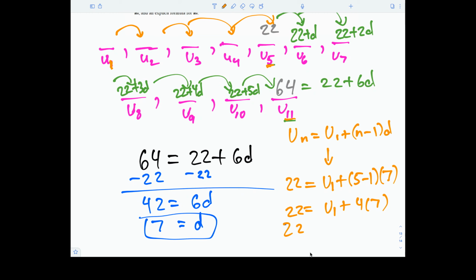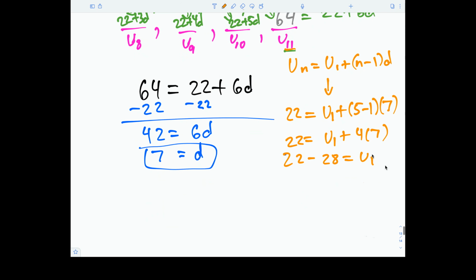I always love it when it's like this. So 22 minus 28 is u1. Right, this is 28 subtracted over. Negative 6 is u sub 1. Boom. So there we go.